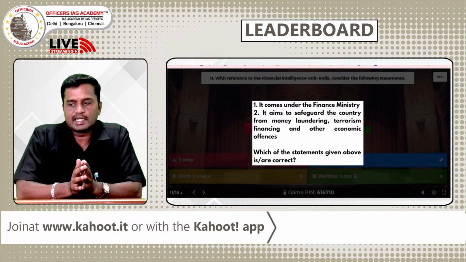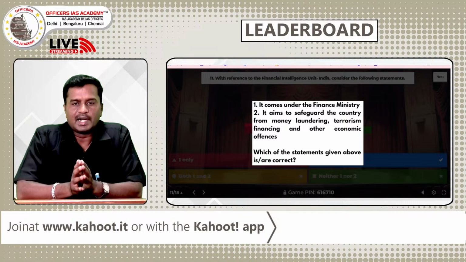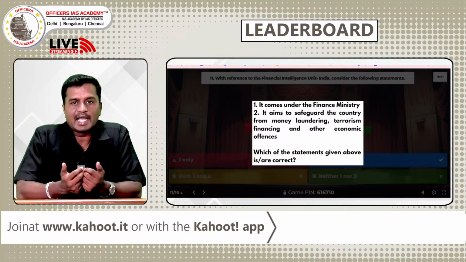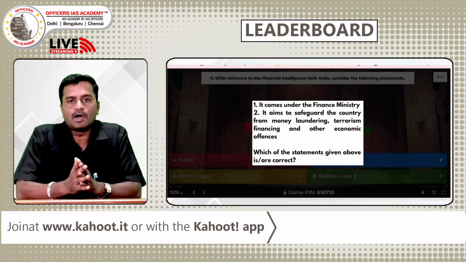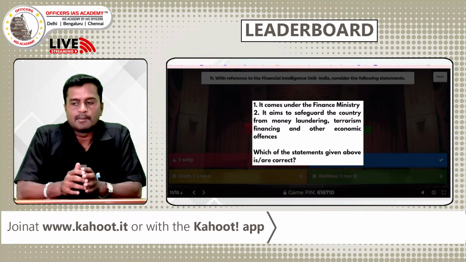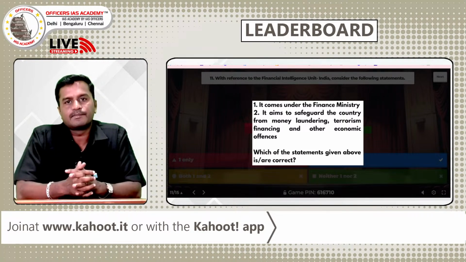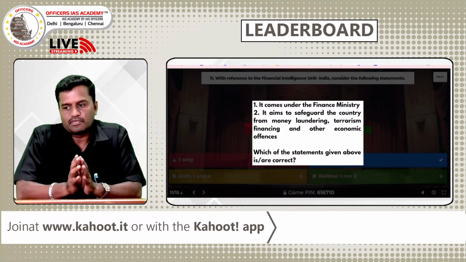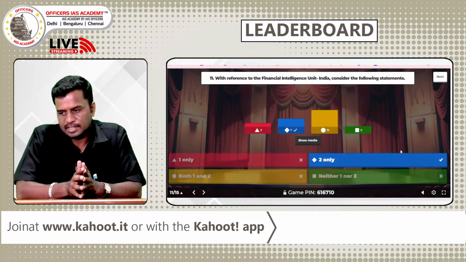The important crimes are money laundering and terror financing. Money laundering is an economic crime. Money laundering is the generation of black money and the conversion of black money into white money or accounted money. In simple words, it is a conversion of black money into white money. So, the Financial Intelligence Unit, FIU India, has this important duty. Next question, please.